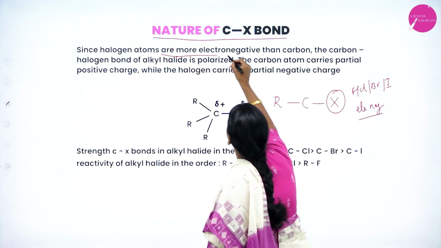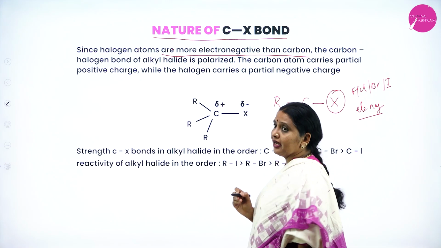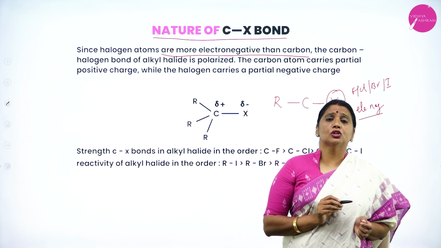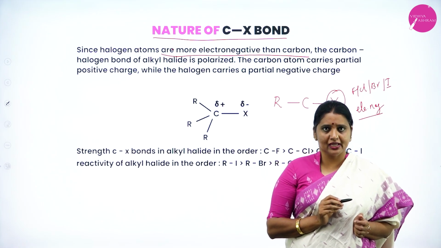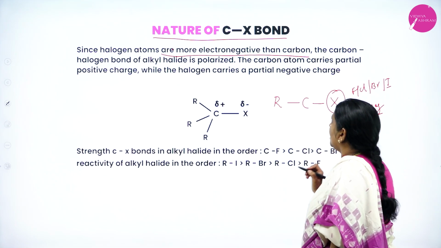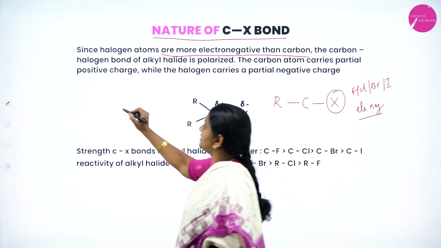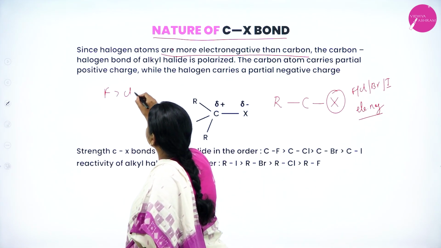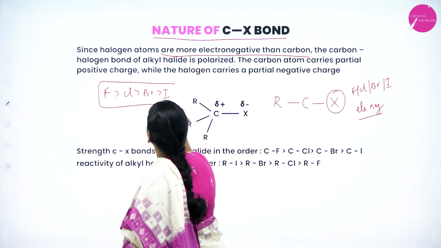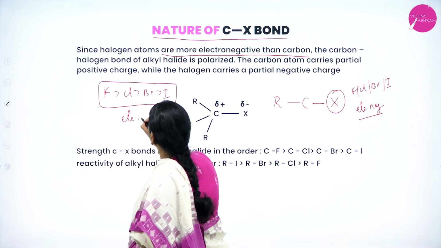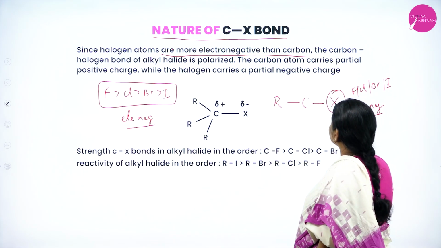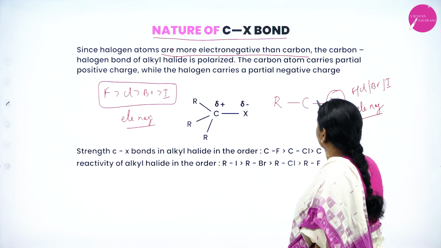carbon. Halogen atoms are more electronegative than carbon. As you know, in the long form of periodic table, the most electronegative elements are halogens. In that, the order of electronegativity is fluorine is more electronegative than chlorine, bromine as well as iodine. This is the electronegativity order of what? Halogen.